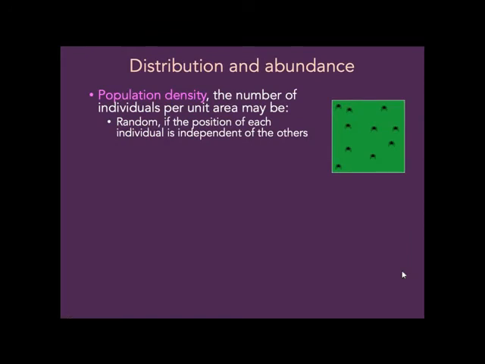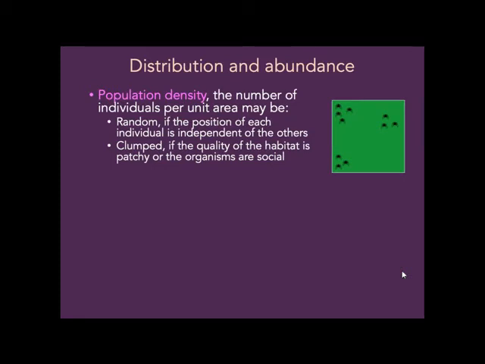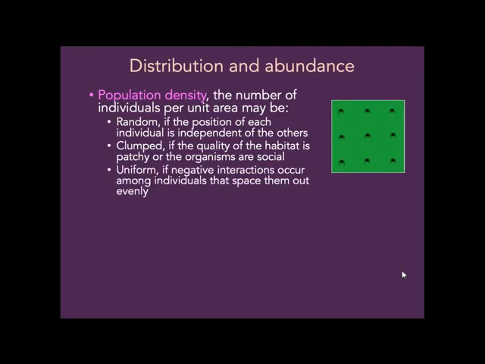Population density refers to the number of individuals per unit area. The distribution could be random. That means that the position of each individual is independent of the others, so they all just land somewhere and they are wherever they are. The distribution could be clumped, so there could be some reason why they are clumped together. For example, there might be good habitat in some spots and bad habitat in others, or it could be a social organism where they always live in groups.